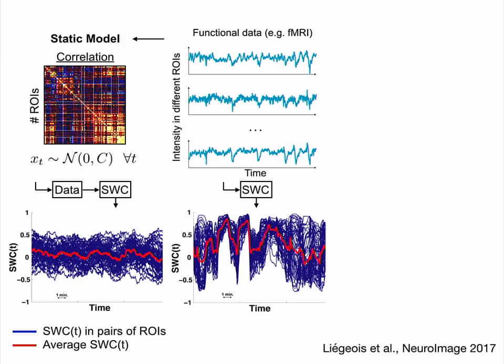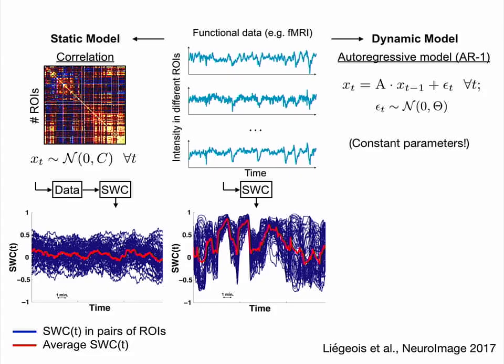So let's now see how the autoregressive model does. If you have, instead of a static generative model of fMRI time series, an autoregressive model, we assume that each fMRI time point can be represented as a linear combination of the previous time points. And here I will be focusing on a first order autoregressive model, which means that each time point depends only on the previous time point.